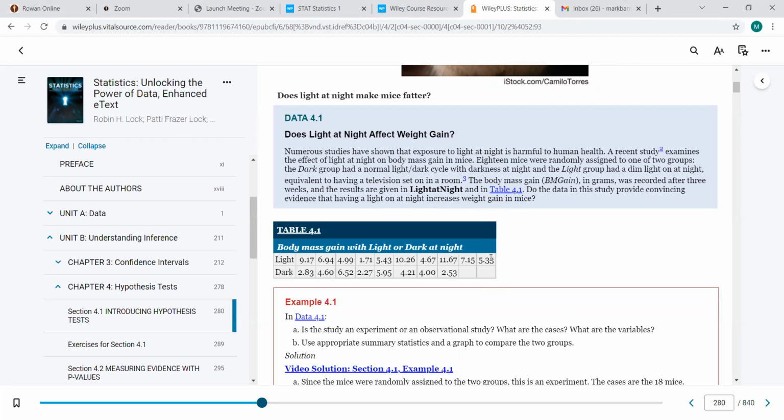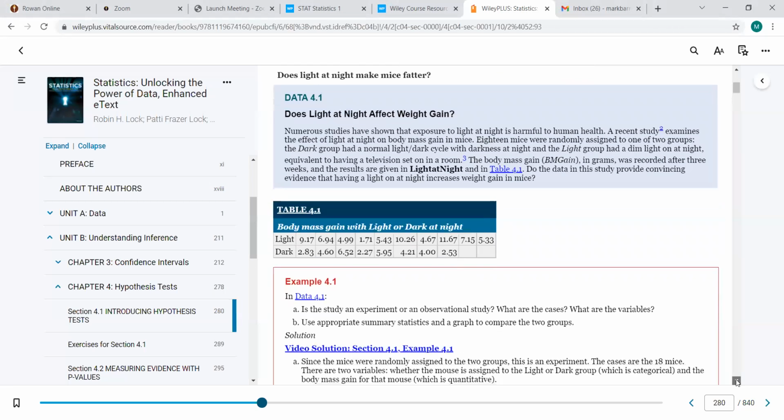Now there's more mice in the light group. I don't know why they had 10 mice in that group and only 8 in the dark group. Maybe originally they had 10 in each group and maybe 2 of the mice died. That's possible. But anyway, those are the results right here for the 2 groups. Now this is an experiment because the mice were randomly assigned to the 2 groups. Okay, remember that random assignment.